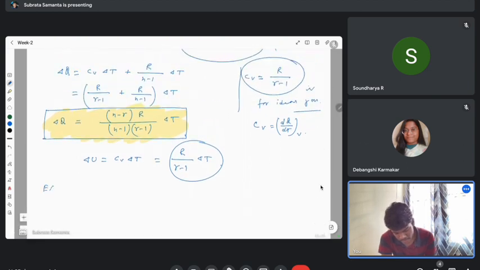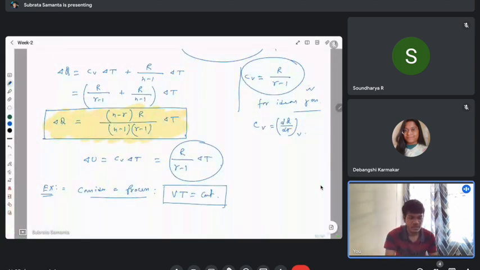So one example: let's say we consider a process where Vt equals constant, and we are given an ideal gas. That means PV equals RT, for 1 mole of ideal gas.